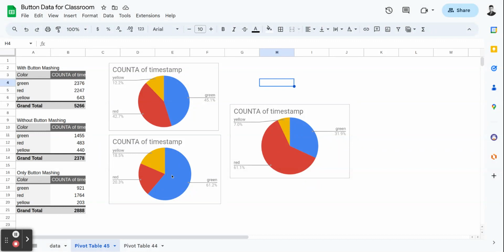Whereas this chart is probably the one that gives us the most information. Now, if button mashing was spread out and lots of different people did button mashing, then it might be more interesting. So that's a question that would be worth looking into.